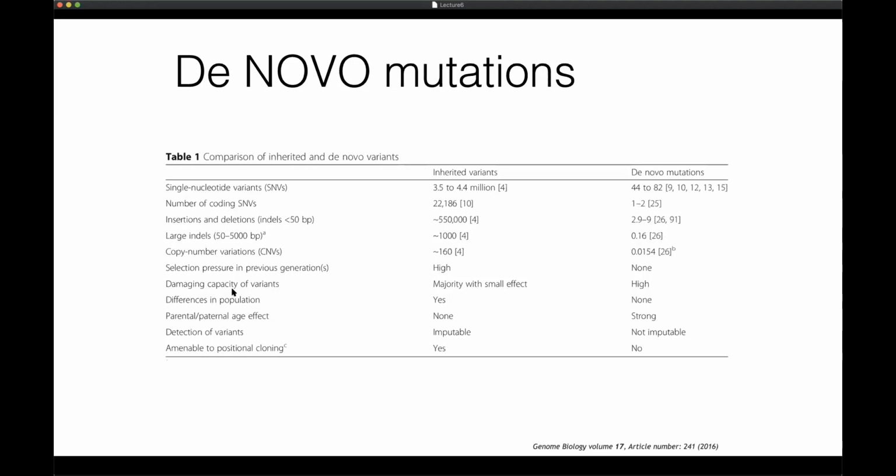Damaging variants: if it's a mutation that's present in many individuals, it probably has a small effect. There's a high chance that a random mutation can have some damaging effect. Then the parental age effect. This is probably the most striking difference between them. Inherited variants do not increase if the parents are older, but de novo variants are found at higher rates if the mother or the father are older when the child is born.